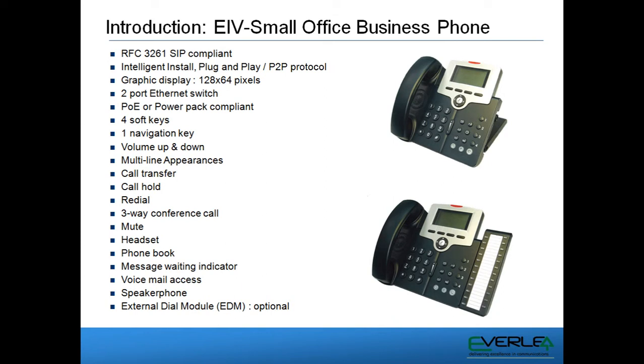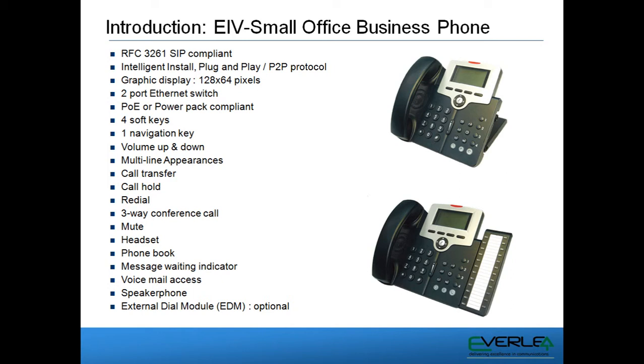The EIV-Small Office phones are quite a functional option. They have a large display, soft keys, etc., along with line keys, function keys, headset options, etc., as well as a DSS module, 22 button. The phones are RFC 3261 SIP compliant. They are very much an intelligent install, plug and play. Once one phone is programmed, the rest can simply be plugged in and they will copy all the programming across.